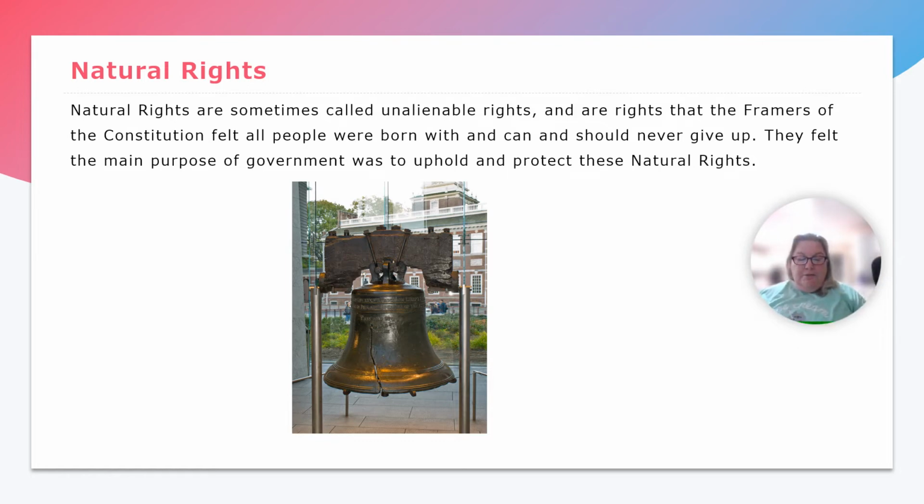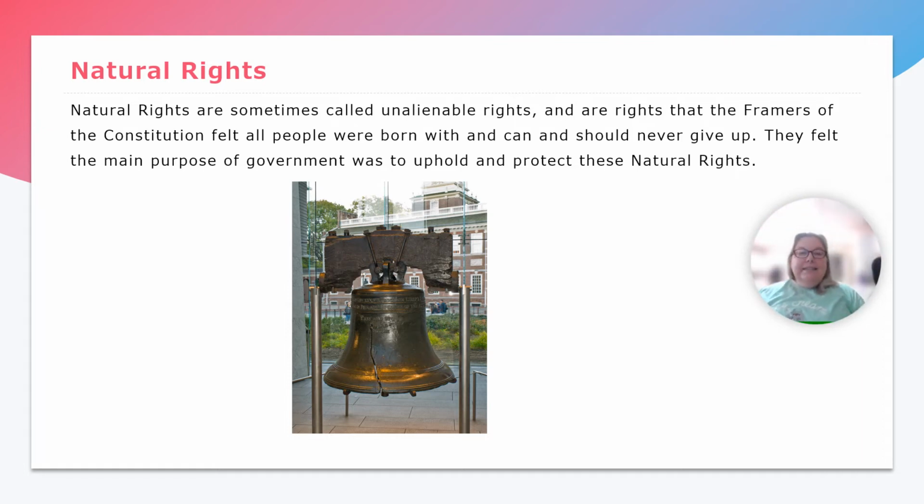So these are things our framers felt were given by God rather than granted by man. So they're given by God rather than granted by man, hence natural rights. And hence the term unalienable. So they are given by God rather than granted by man. And we're going to go into deep detail about that.